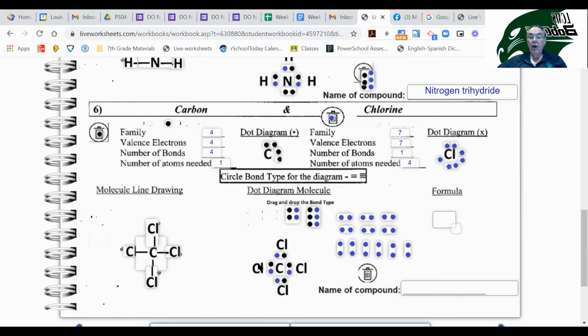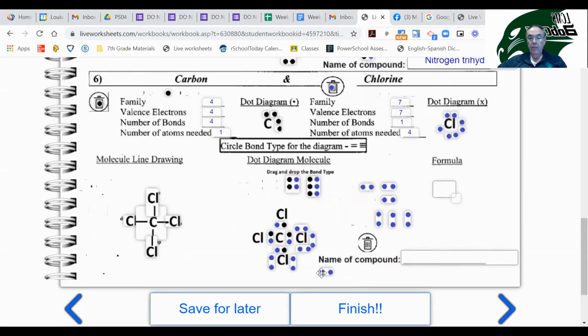So the dot diagram for carbon is now complete, but each chlorine only has 1 dot in its dot diagram in this molecule drawing. Each chlorine is supposed to have 7. So we need to complete this. We need 2 here, 2 here, and 2 here. Now we have all 7 of the chlorine's blue electrons, plus the one that it is sharing with the carbon, which means that it has 8. And this chlorine needs the same thing. And this one around over here needs the same thing.